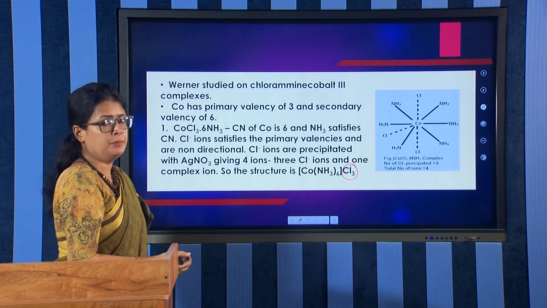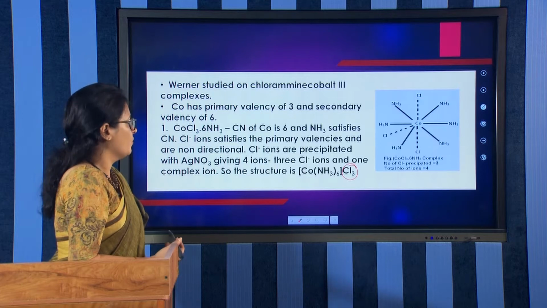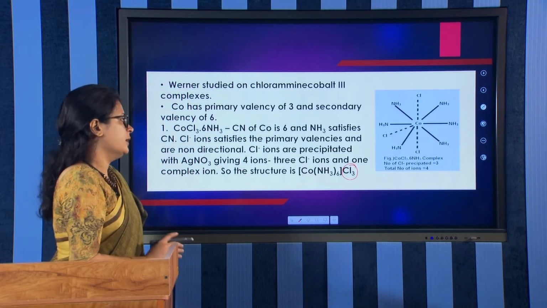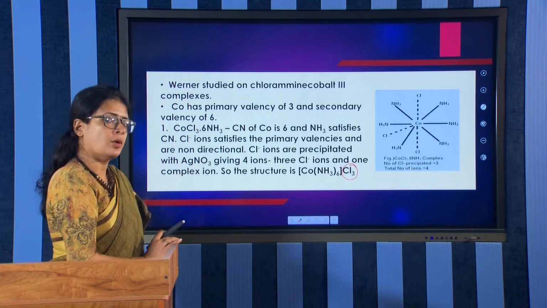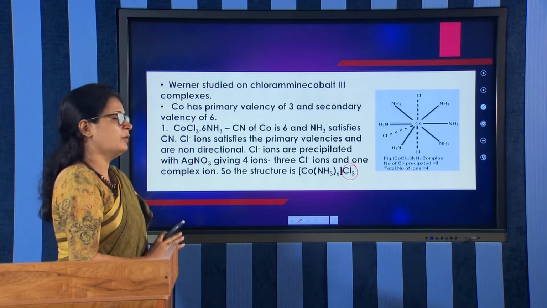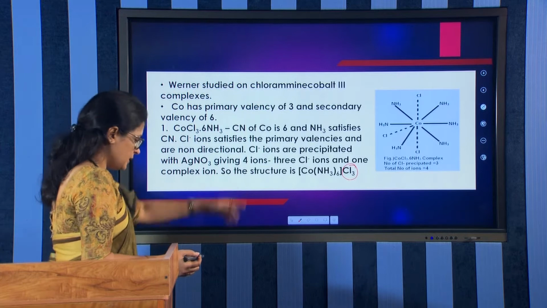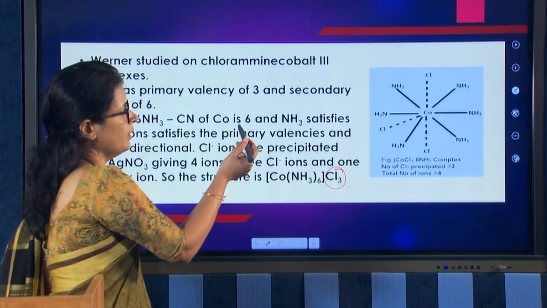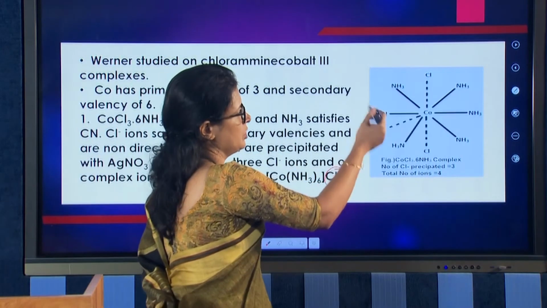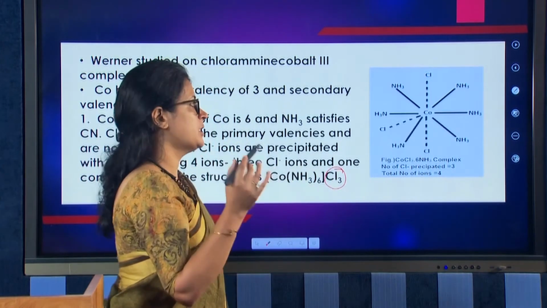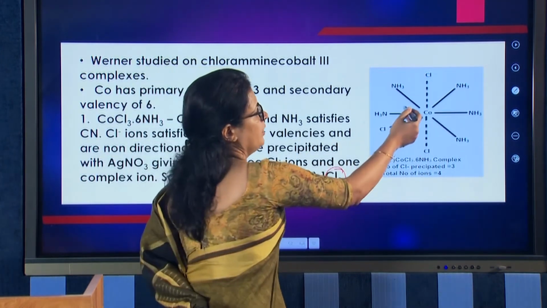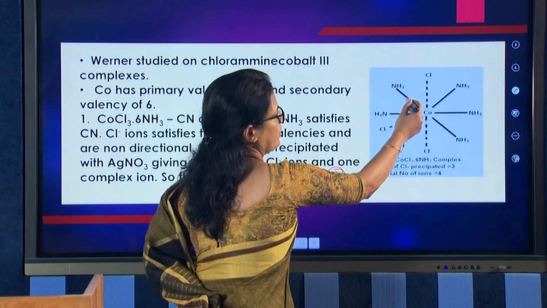We know that it is a white precipitate. AgCl is a white precipitate, and he saw that there are 3 chloride ions and 1 complex ion. So, the structure deduced was like this. You can see the structure there. See this, in this structure he represented in different ways, you can see this is a solid line.